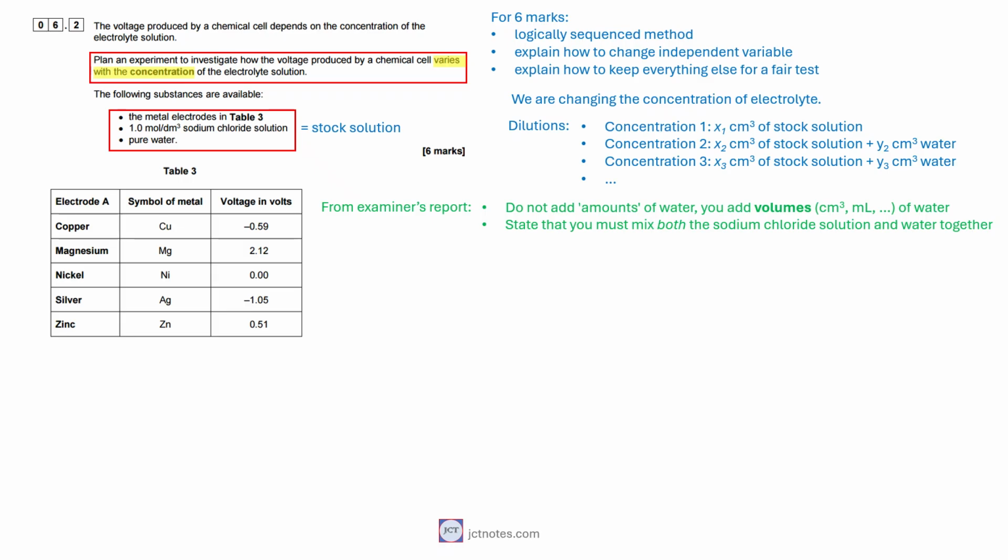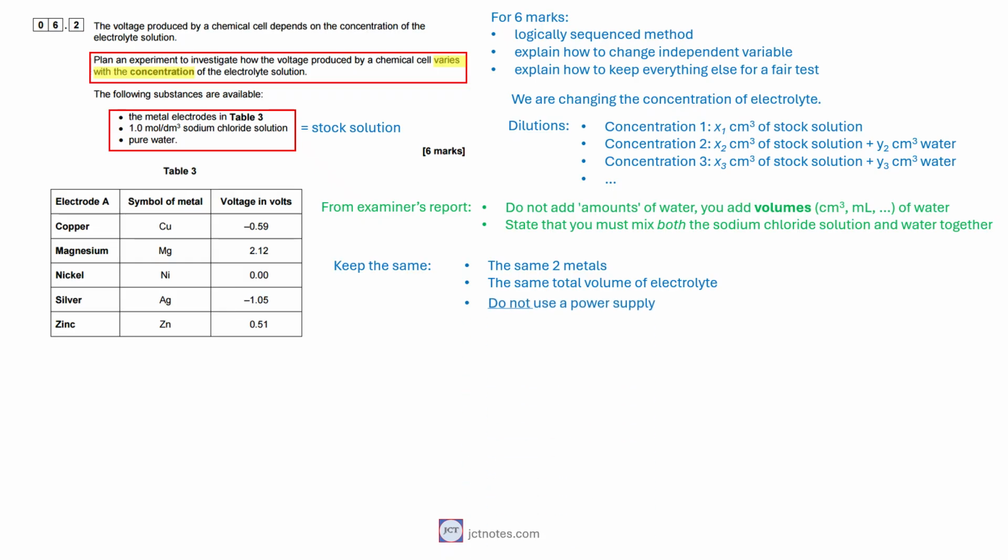Next, let's look at our control variables to ensure a fair test. Since we are investigating how concentration affects voltage, everything else must stay exactly the same. First, you must use the same 2 metals as electrodes for every single test. A massive mistake made by many students was thinking they needed to swap out and test all the different metals from the previous question. Pick 2 metals, for example, magnesium and copper, and stick with them. Second, you must keep the total volume of the electrolyte solution identical in every test.